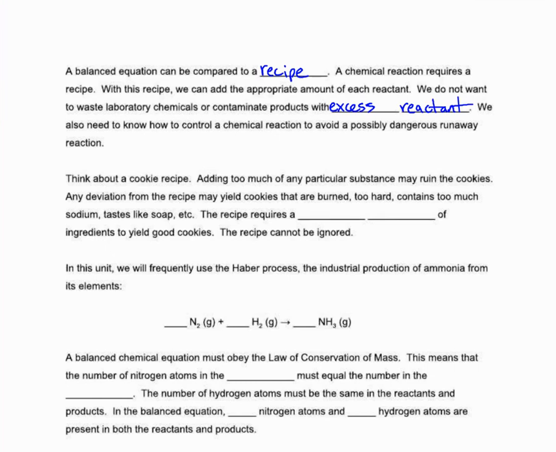Like a cookie recipe. If you follow the recipe very closely, you'll have delicious cookies. If you don't follow the recipe, let's say you put in 10 times more of the baking soda than you're supposed to, you're going to have cookies contaminated with excess reactant. They're going to taste disgusting. They're going to taste like sodium bicarbonate. It's not going to be good. They're going to be soapy almost.